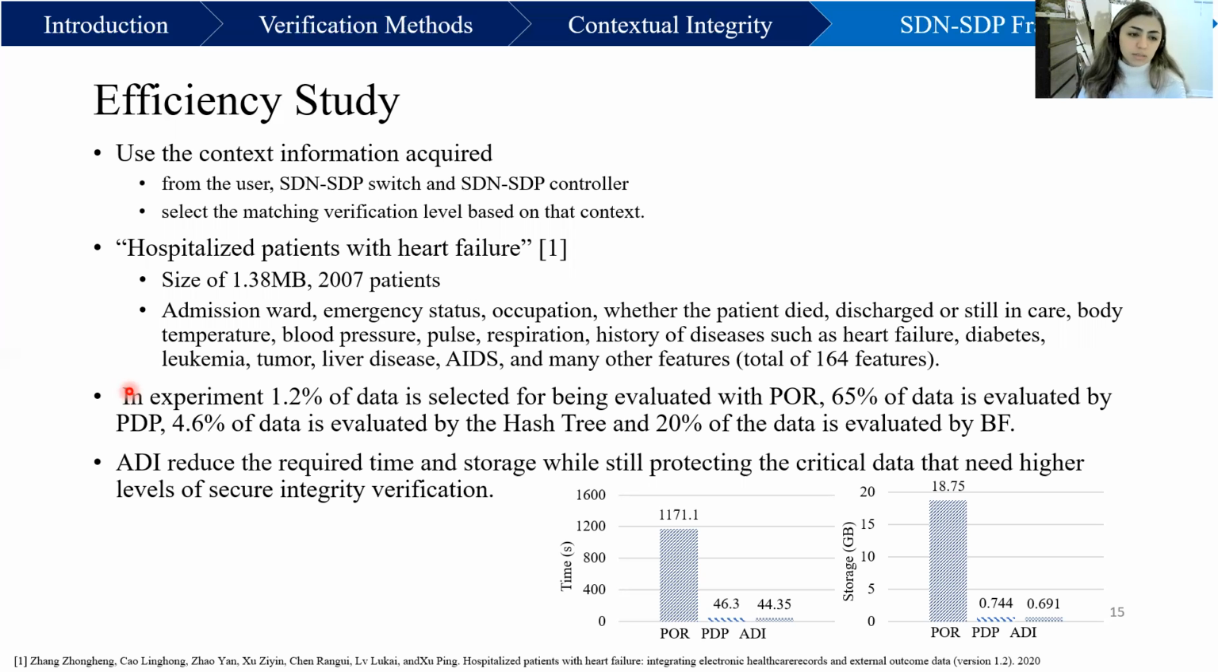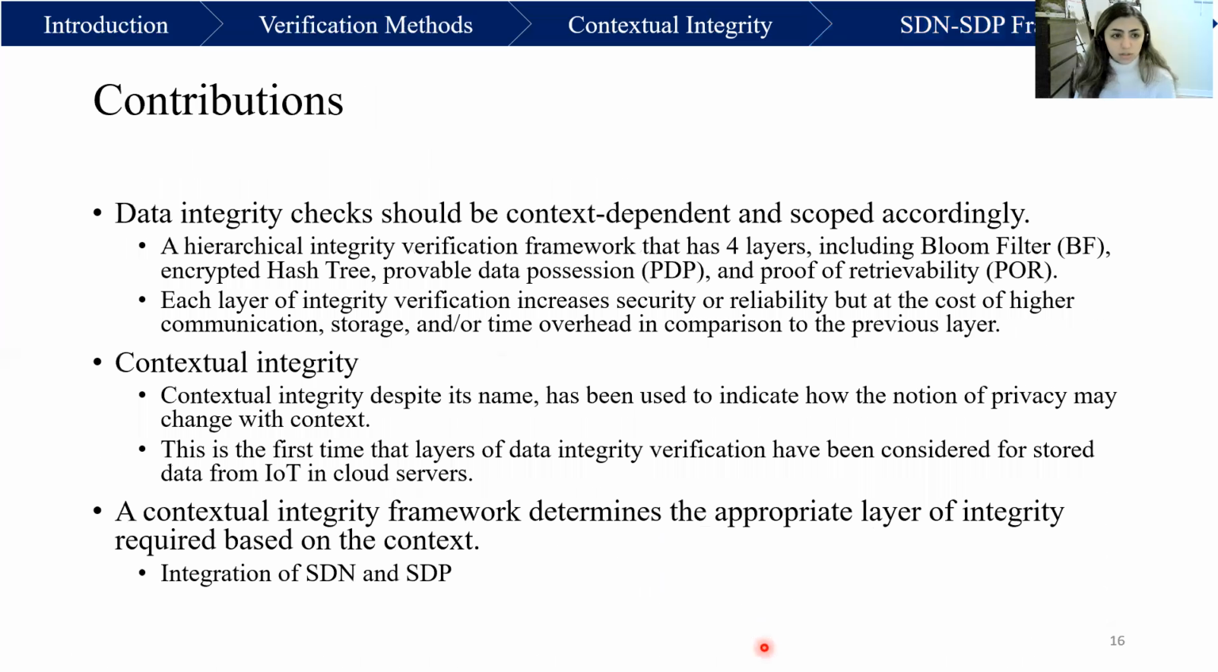In the experiment, 1.2% of the data was selected for evaluation with POR using the decision tree that was presented previously. 65% of the data was evaluated using PDP, 4.6% of data was evaluated by hash tree, and 20% of the data was evaluated by Bloom filter. As you can see here, ADI reduces the required time and storage while still protecting the critical data that need a higher level of security and integrity verification.